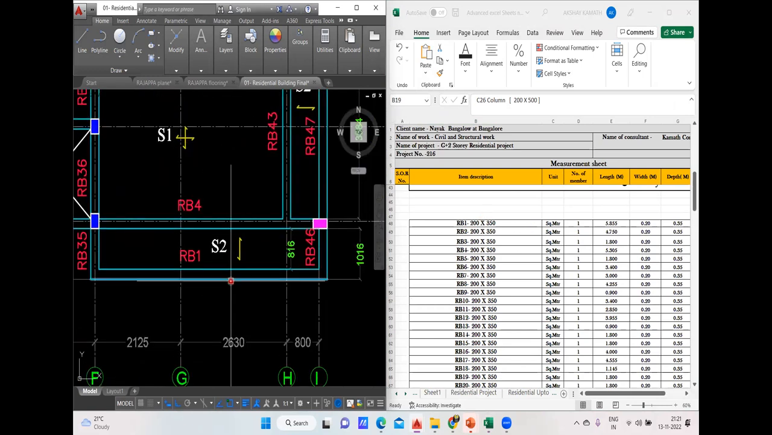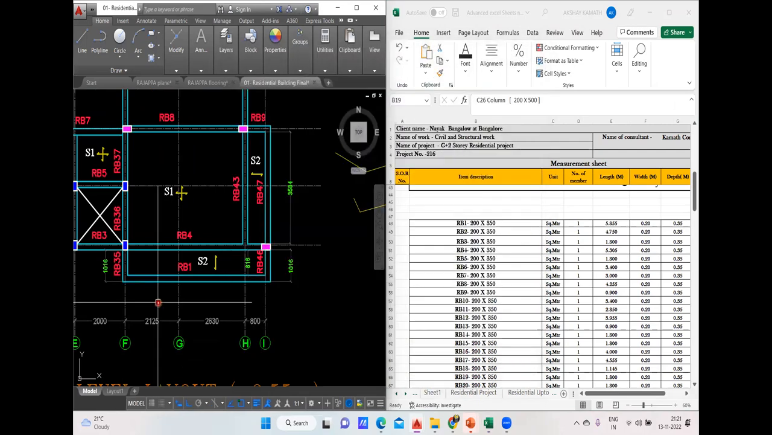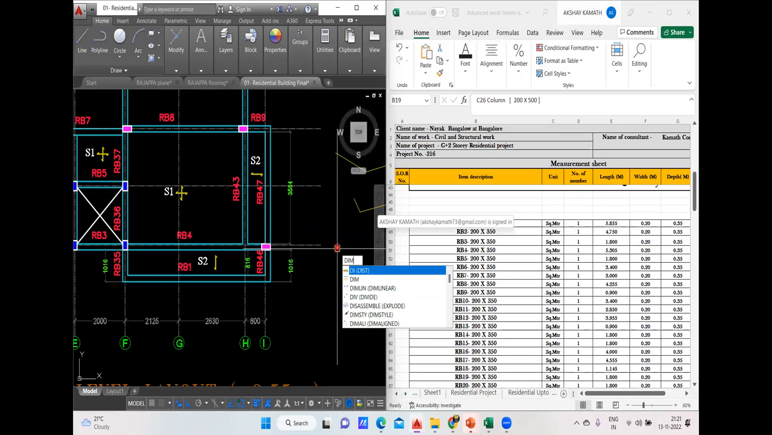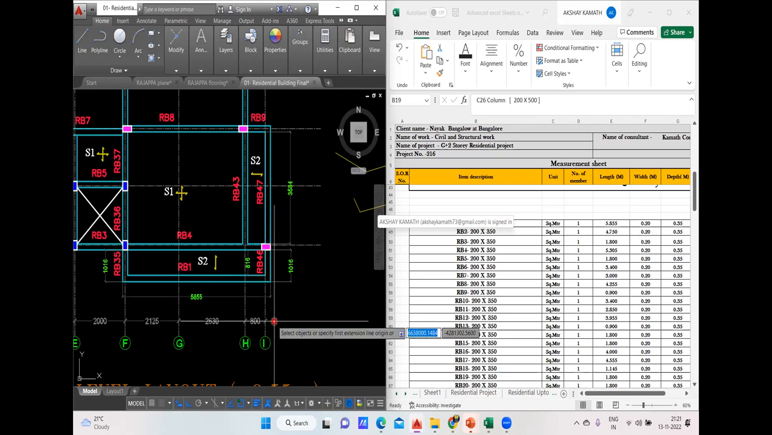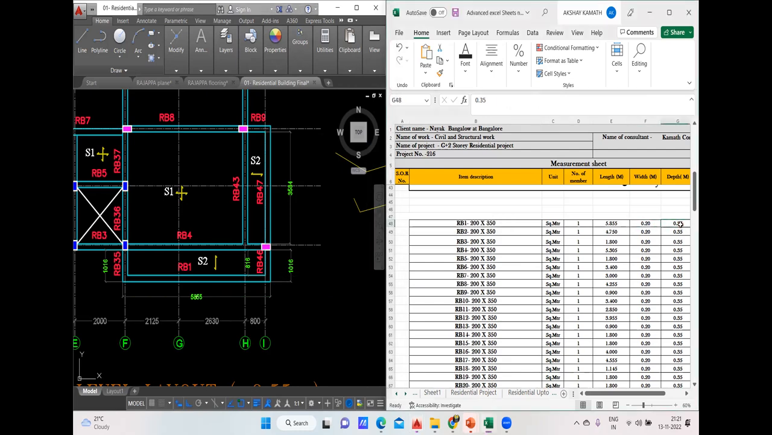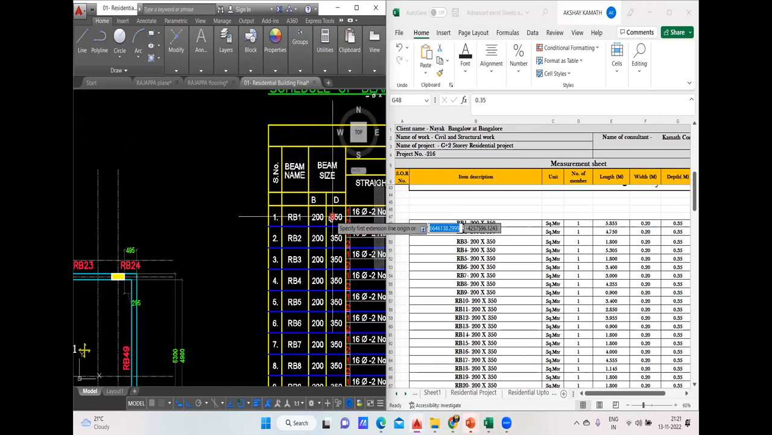So you know how to find it, isn't it? What you are going to do is find this dimension. So it will be DIM dimension enter. You take this outer to outer. So how much is this outer to outer? It is 5855. So I've written 5.855. And the breadth is 0.2, and the depth is 0.35. RB1, all the quantities are 200 by 350, and I've done it.